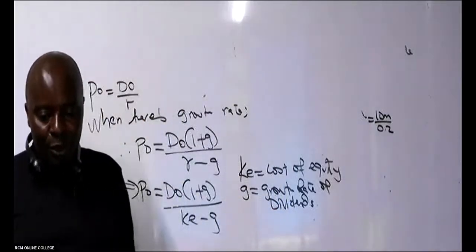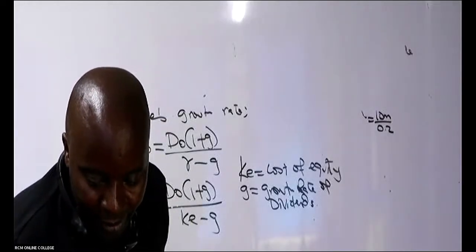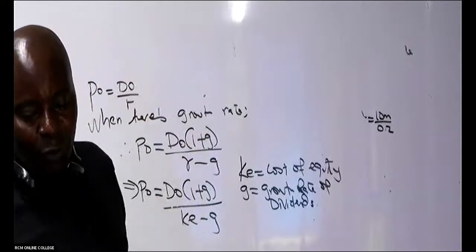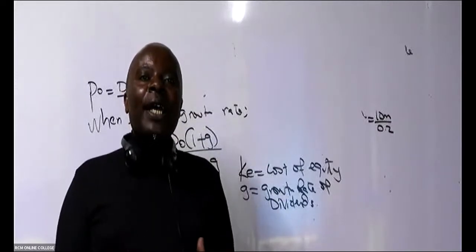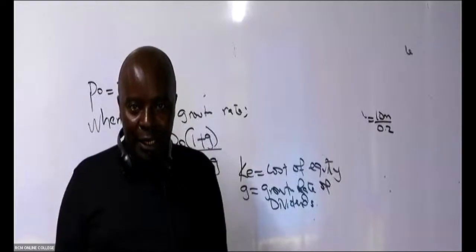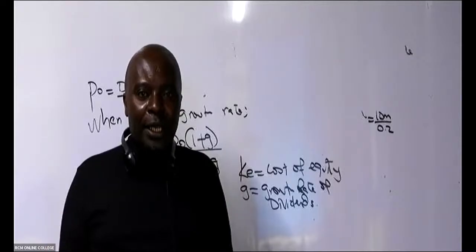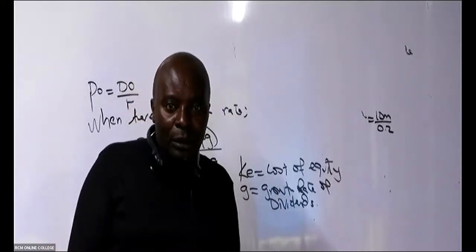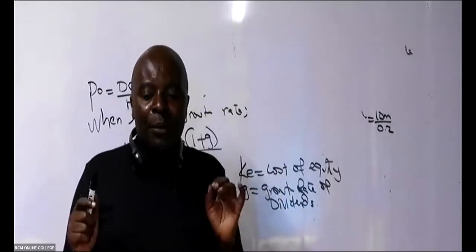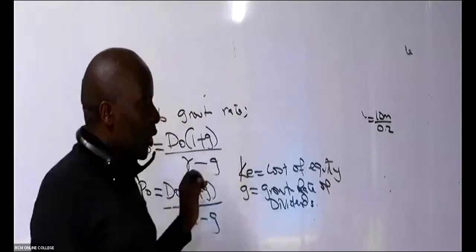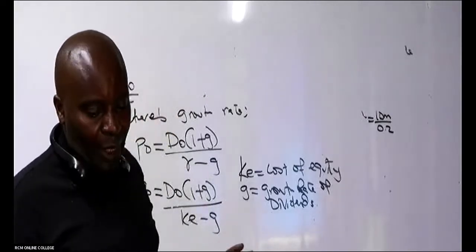All right, then we continue. I can see a question. Yeah, thank you so much, George, for asking. KE is cost of equity. It is a type of required return. The owners of the shares call it a return, but the company calls it cost of equity. So we shall be using cost of equity for valuation of shares totally.